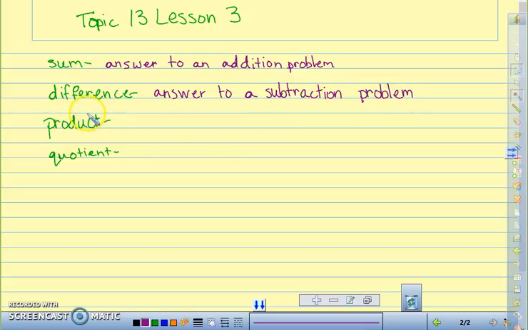Okay, so if they ask you for the difference, they're talking about subtraction problems. If they are asking for the product, that is the answer to a multiplication problem. And if they ask for the quotient, that is the answer to a division problem.